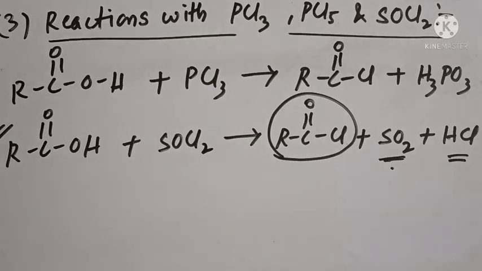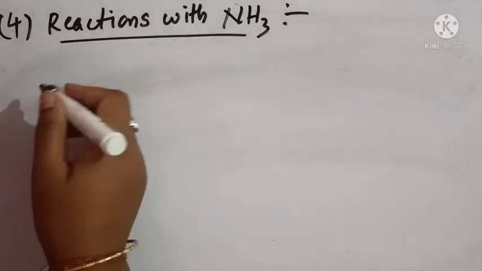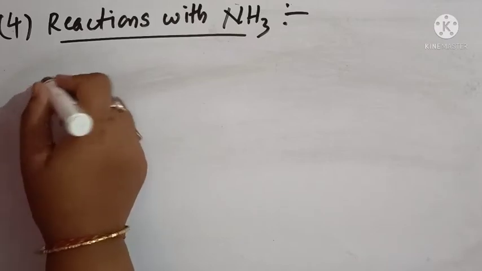Okay. So now let us see what will happen when the carboxylic acid is treated with ammonia. Another reaction which also comes under the cleavage of the carbon and oxygen bond. When the carboxylic acid is treated with ammonia, first it will give you the ammonium salt of the carboxylic acid, which on further heating will give you the acid amide, or simply the amide. Let me just write the general reaction.